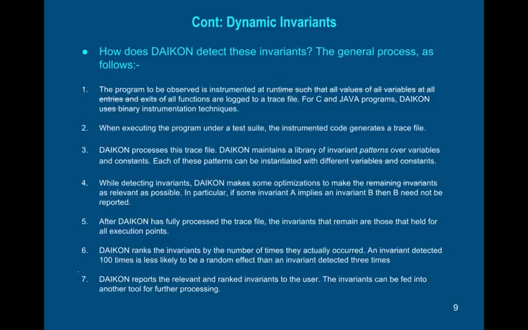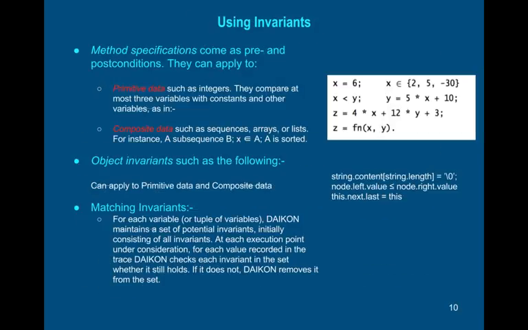Then DAIKON ranks the invariants by the number of times they actually occurred. An invariant detected 100 times is less likely to be a random effect than an invariant detected 3 times. DAIKON reports the relevant and ranked invariants to the user, and the invariants can be fed into another tool for further processing and to detect bugs and anomalies using invariants.